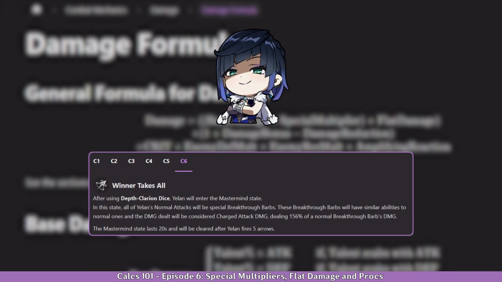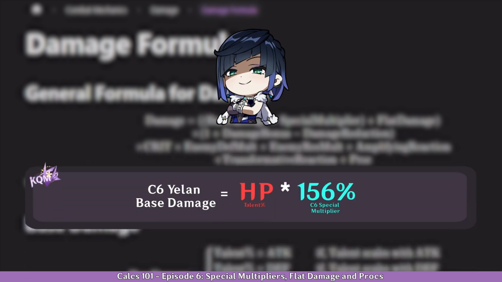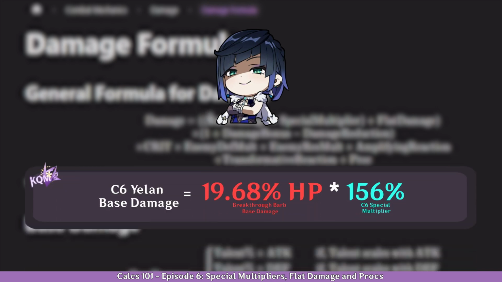For example, on Yelan's C6, it is stated that the special C6 barb is going to scale off the normal charge attack per normal breakthrough barb, and the multiplier is 156%. So instead of having HP times 156% to get her base damage, you are going to calculate the normal breakthrough barb base damage and then multiply it by 156%. And that will get you the final base damage for the C6 breakthrough barb.